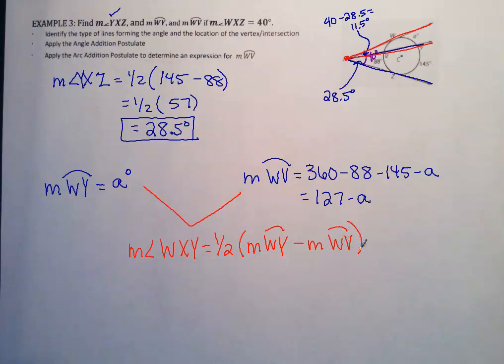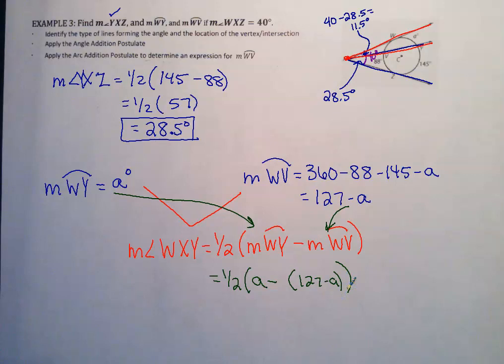Perfect. Okay, so we know the measure of arc WY is A. So now we're going to substitute it in. And we know the measure of arc WV is 127 minus A. So we're going to have this equals 1/2 times A, because WY is A, minus the quantity 127 minus A. And then we have to close it. Double close. Yeah, it's like a double close.